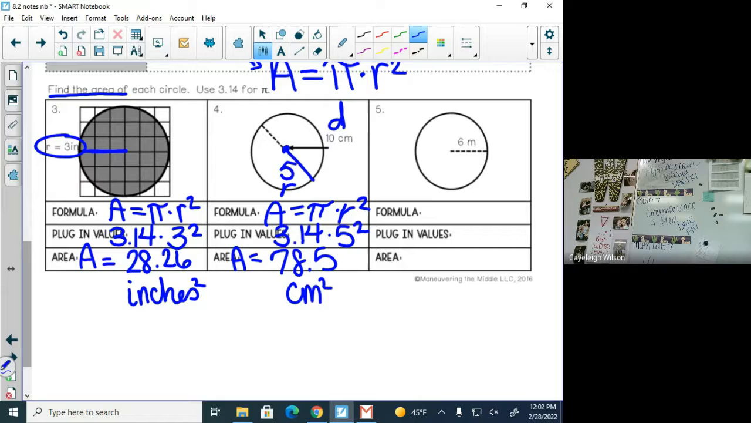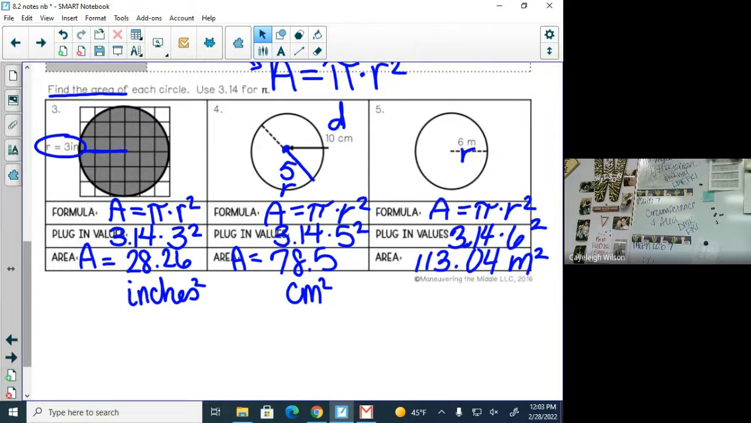All right, so once again, it's asking me for the area. So I'm going to use pi times radius squared. What did they give me in the picture? The radius, so I'm good to go. So 3.14 times 6 squared, and we got 113.04 meters squared.